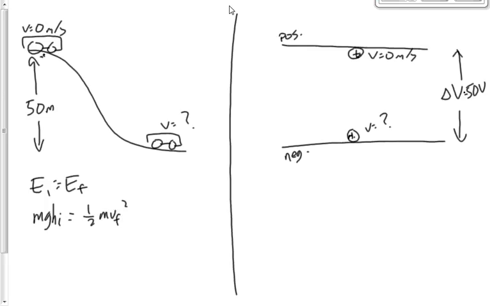If a charged particle speeds up, how do you think we're going to handle that? A charged particle speeds up in an electric field. We're going to handle that the same way as if a car speeds up in a gravitational field. We're going to say EI is equal to EF.